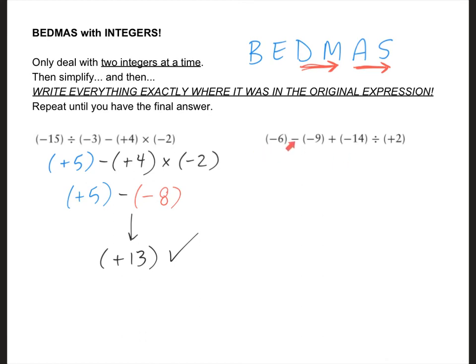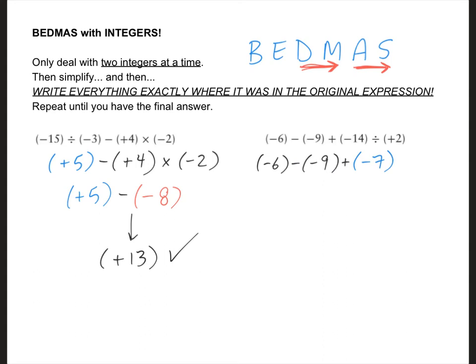So we have subtraction, addition, and division. We know we need to do this division first because BEDMAS tells us to. So we're not going to worry about the negative 6, the subtract, the negative 9, or even this plus sign. We're just focusing on the negative 14 divided by positive 2. And that's going to give us negative 7 because the signs are different. And then I'm going to write everything else where it was in front. Negative 9, and then there's this plus sign.